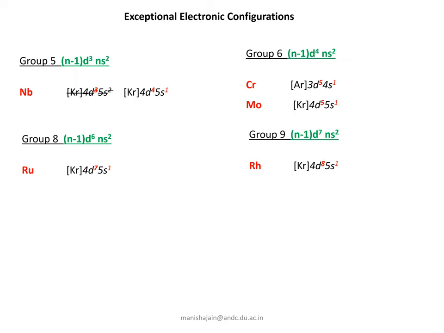Second row elements have almost twice the density of first row elements. Osmium and iridium are the two elements of the d block which have the highest densities in the whole periodic table, ranging from 22.57 to 22.67 gram per cc.